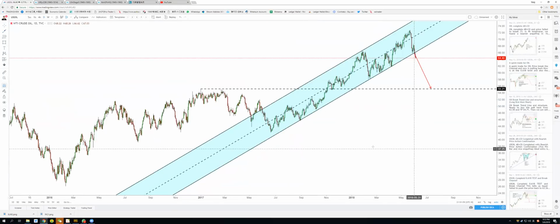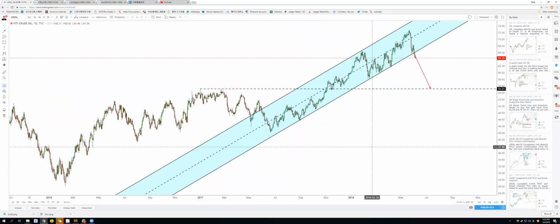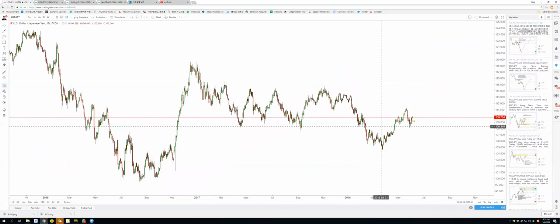So just remember my words. Oil is bearish and we want to sell the pullback, we want to sell the structure, we want to sell the lower high. Okay, good. And let's go back to dollar yen. I'll just talk about the market.